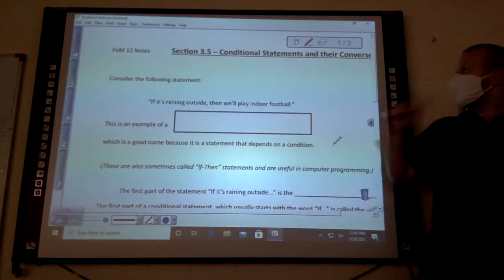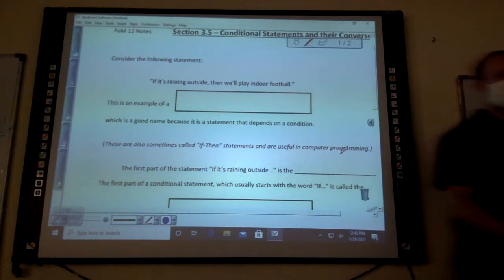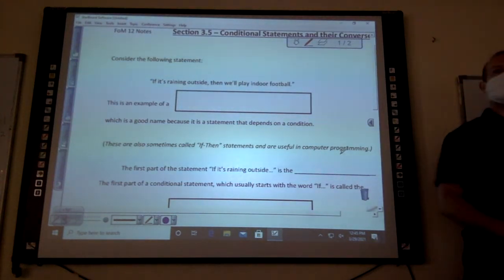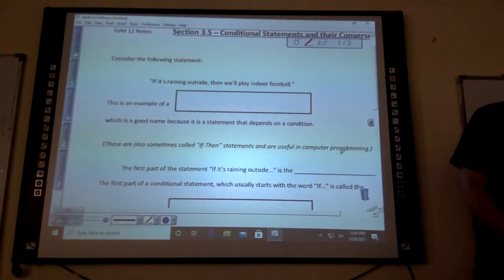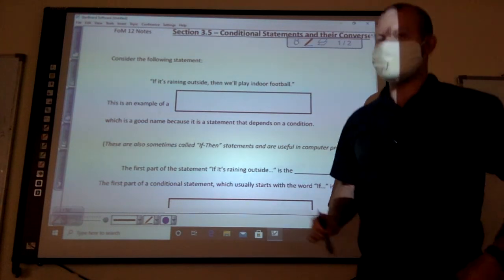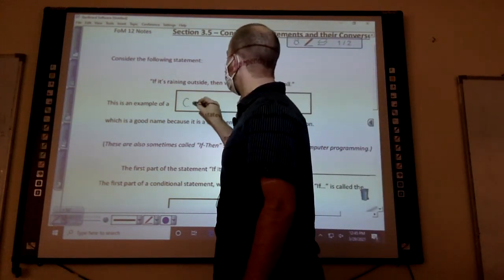So section 3.5. Think about this statement here: if it's raining outside, then we'll play indoor football. I'm talking about actual football, not American football. This statement is what we call a conditional statement. There's a condition to this statement. So this is an example of a conditional statement.